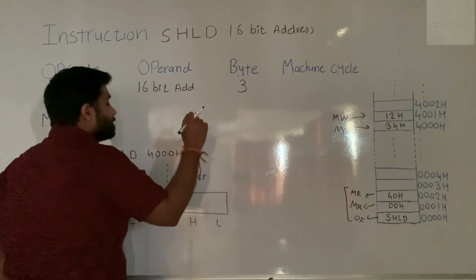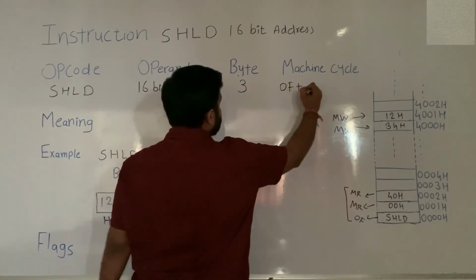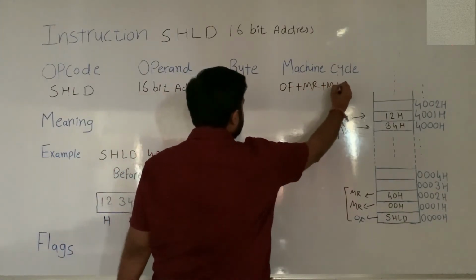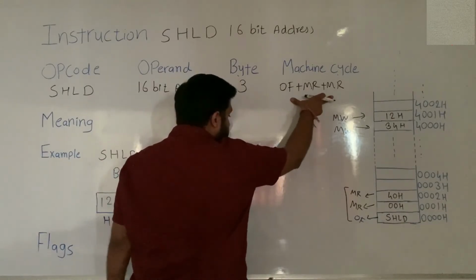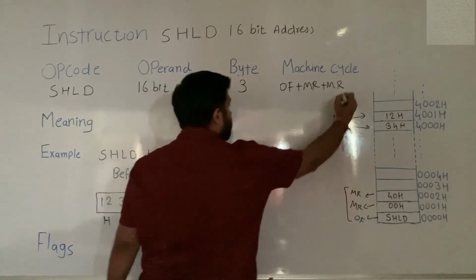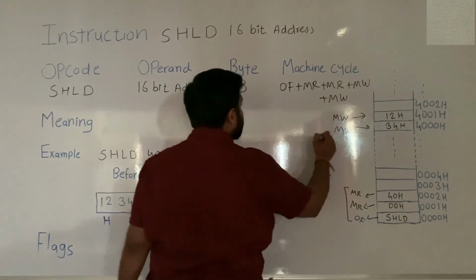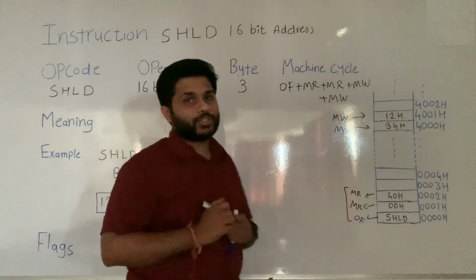It means in this instruction, how many machine cycles are there? Opcode fetch plus memory read. These machine cycles are just for fetching the instruction, and memory write is for executing the instruction.